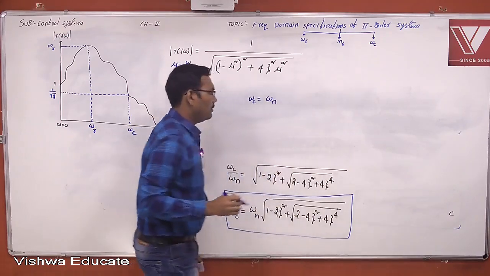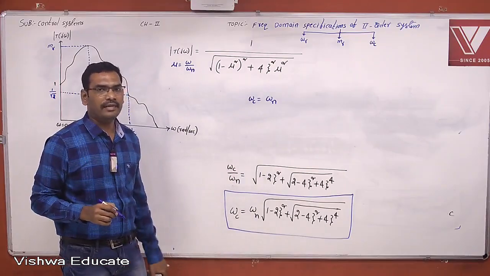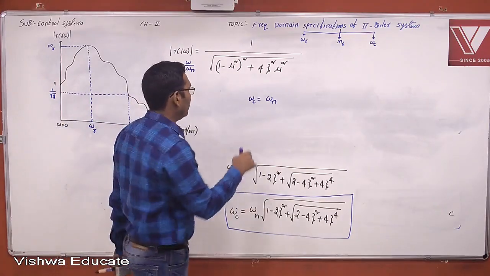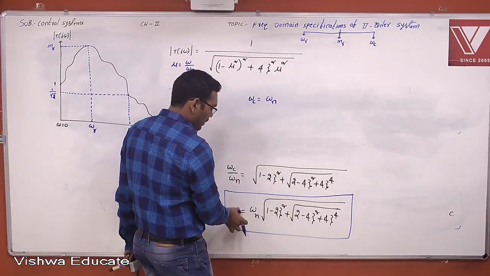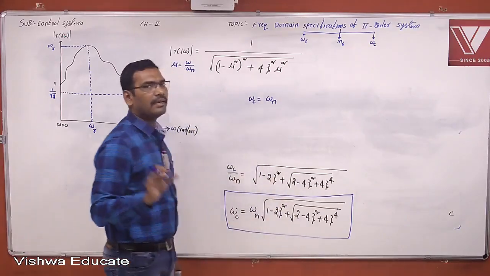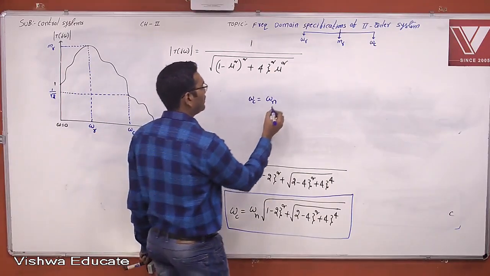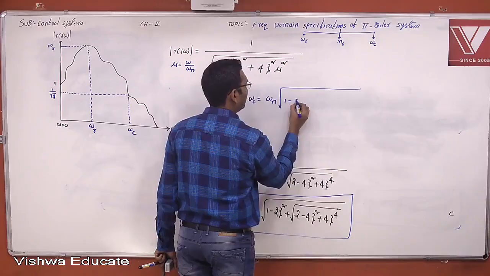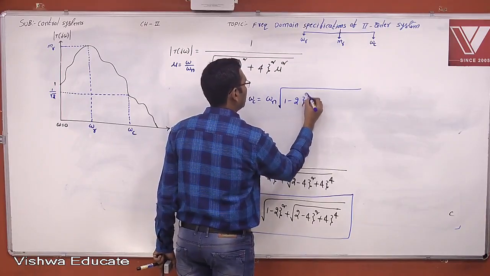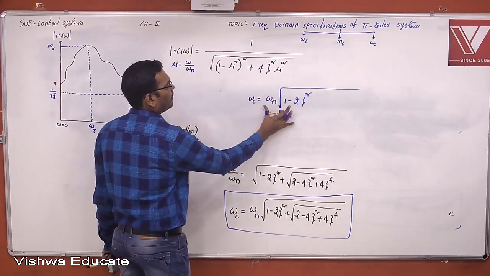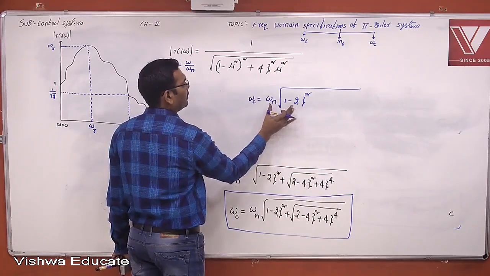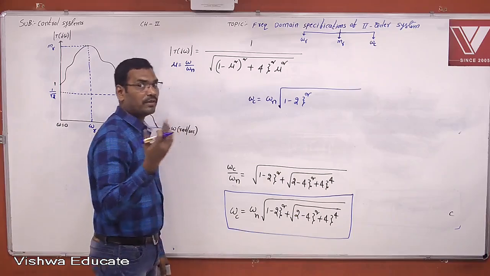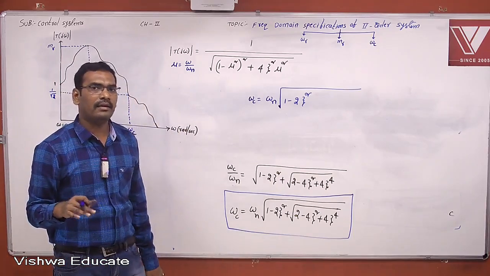See here, sir, how can I remember this big derivation, this big formula? There is an easy way to remember, I will tell you that technique. In omega c, the first part is like the resonant frequency, 1 minus 2 zeta square. The first part is easy to remember, because the resonant frequency formula is already familiar.